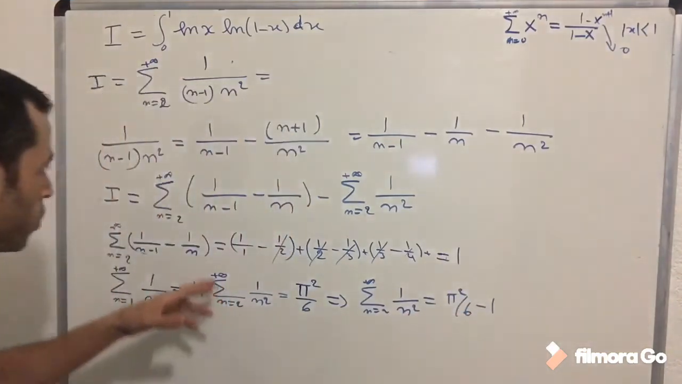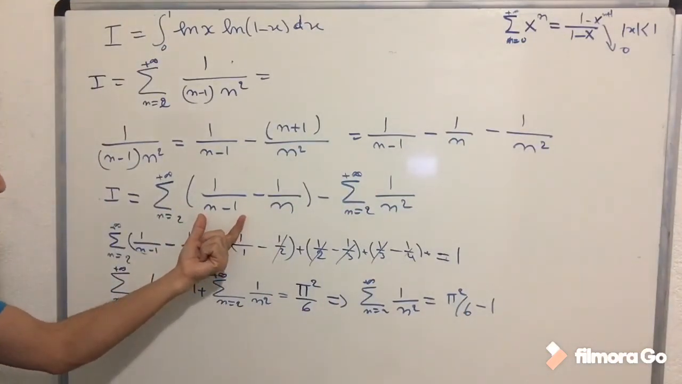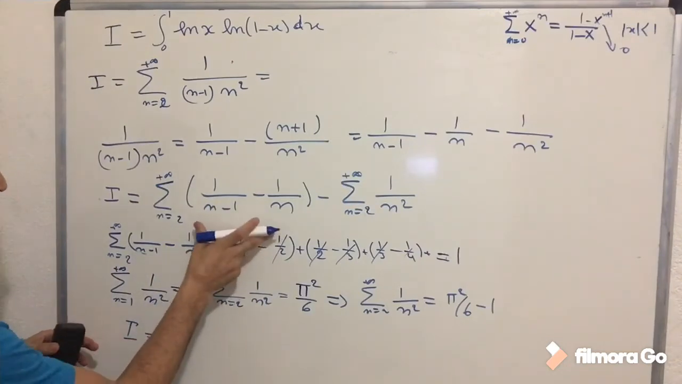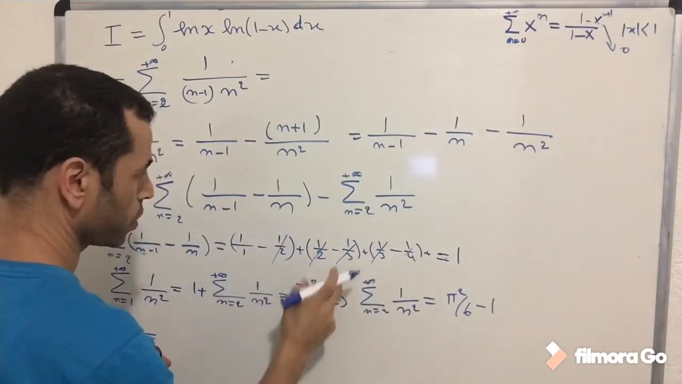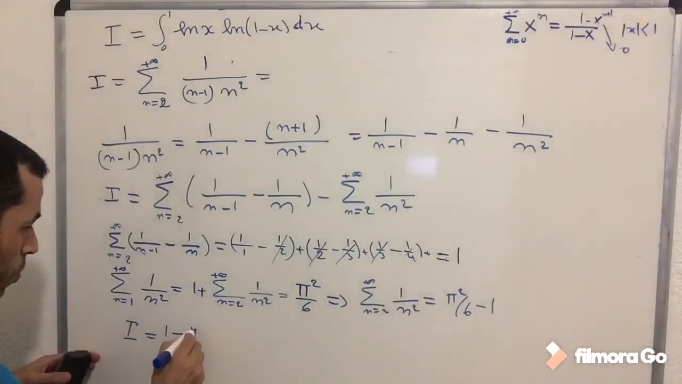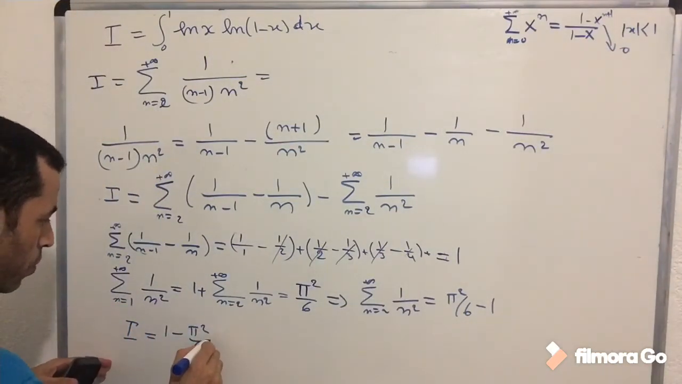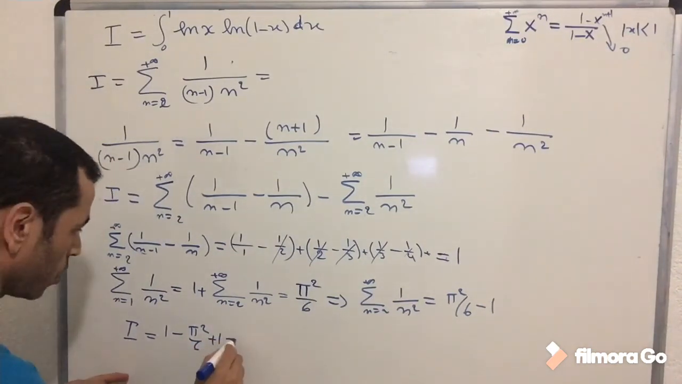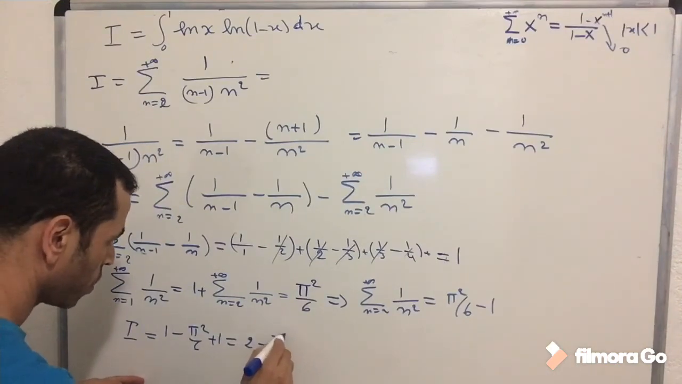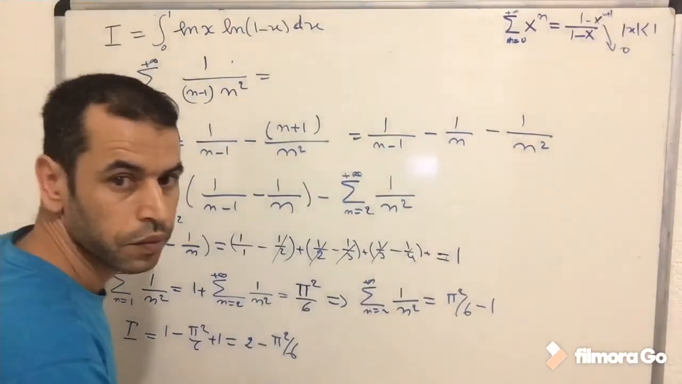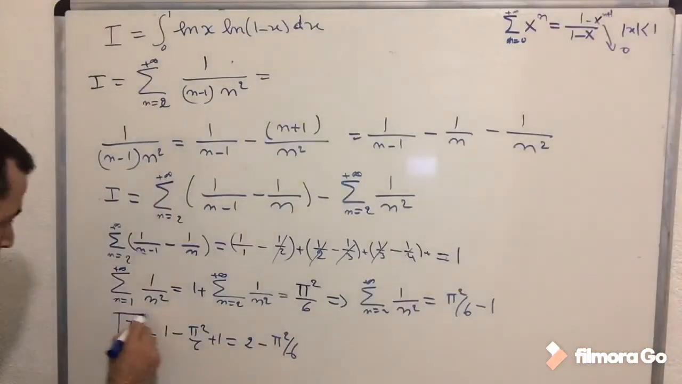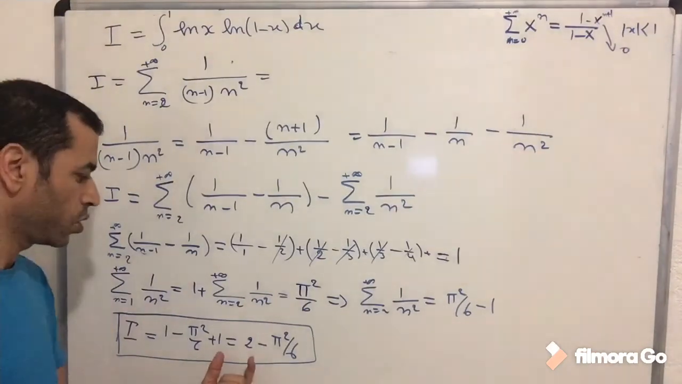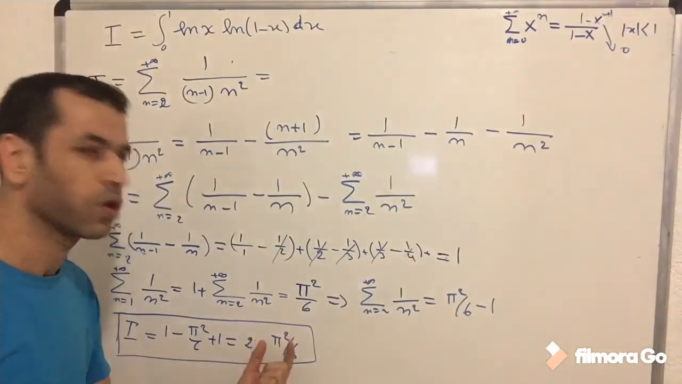We are going to plug in here. So our integral becomes 1 minus this one: 1 minus (pi squared over 6 minus 1), which equals 2 minus pi squared over 6. Very good. The value of this integral is 2 minus pi squared over 6.